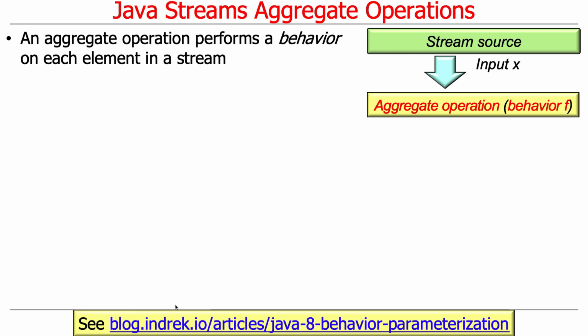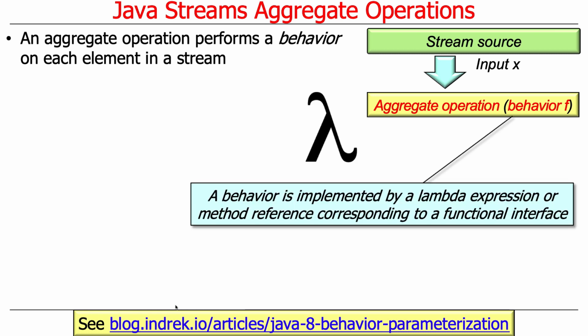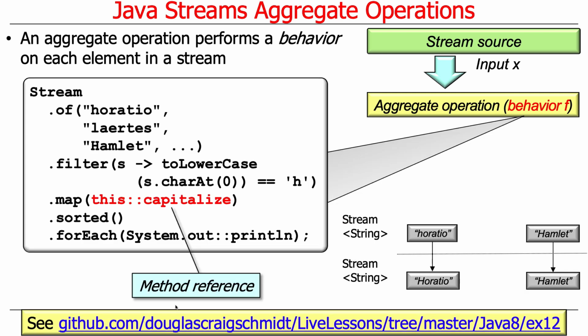The bulk of the Java Streams framework is this grouping of many, many methods called aggregate operations that apply behaviors to each element in a stream. And so that is a form of so-called behavioral parameterization. As we've talked about a number of times before, a behavior is implemented by a lambda expression or a method reference corresponding to a functional interface. So that's what gets passed in here to the aggregate operation. And we'll take a look at lots and lots of examples.